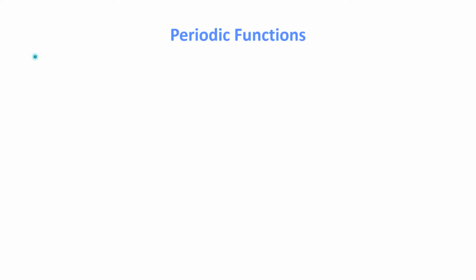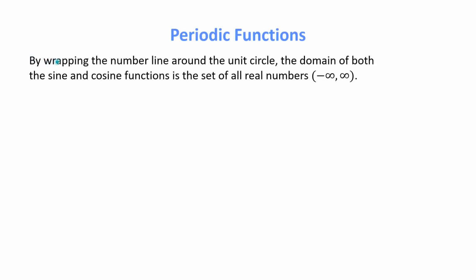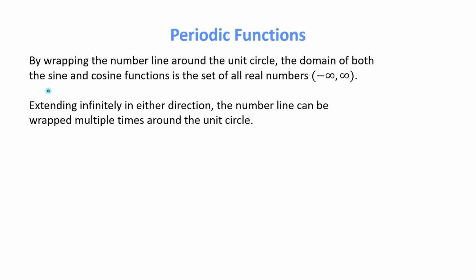We can now move on to periodic functions. By wrapping the number line around the unit circle, the domain of both the sine and cosine functions is the set of all real numbers, minus infinity to infinity. Extending infinitely in either direction, the number line can be wrapped multiple times around the unit circle. Because we can wrap a number line many times around the unit circle, this is the justification why the domain of sine and cosine functions is a set of all real numbers.